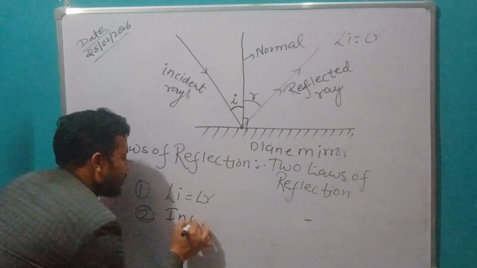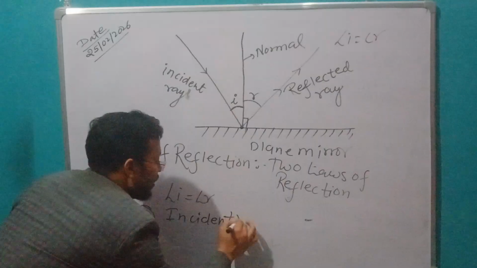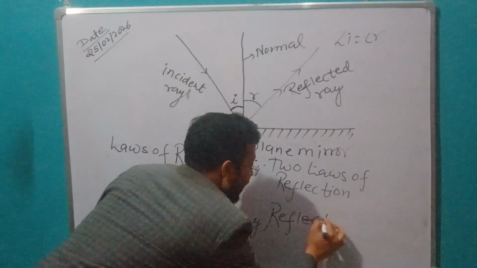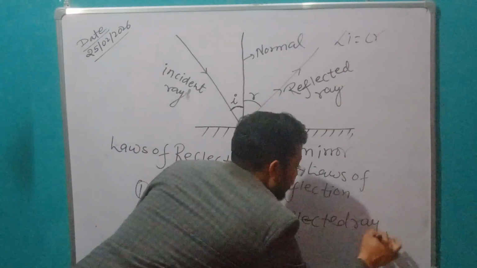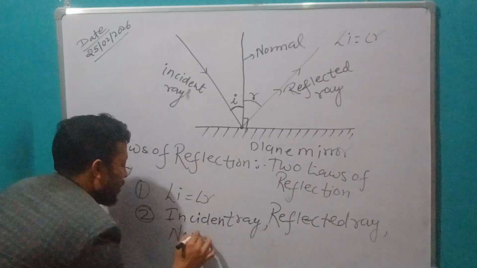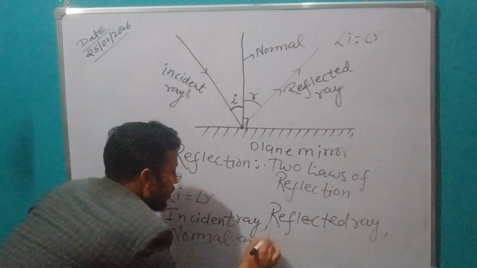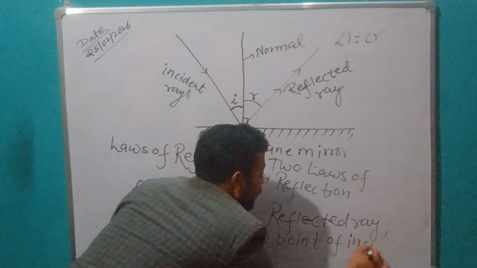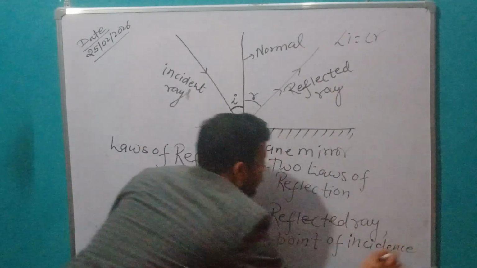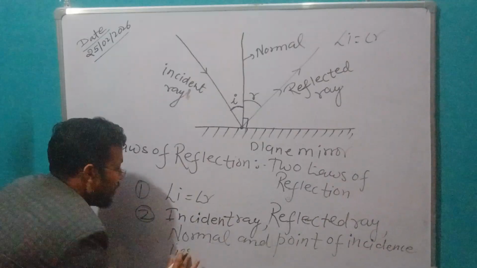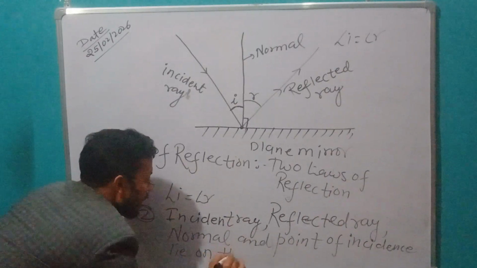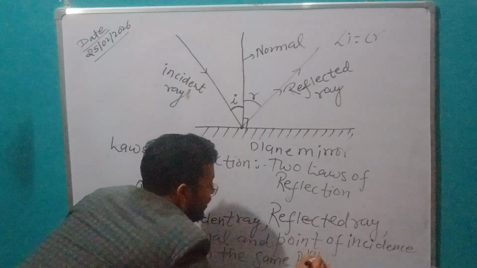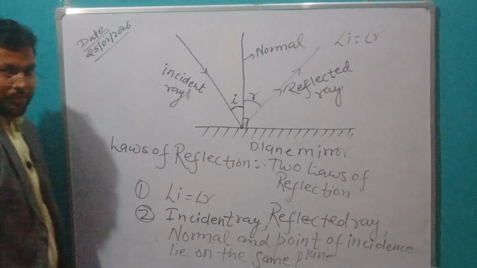Incident ray, reflected ray, normal and point of incidence lie on the same plane. This is the second law.